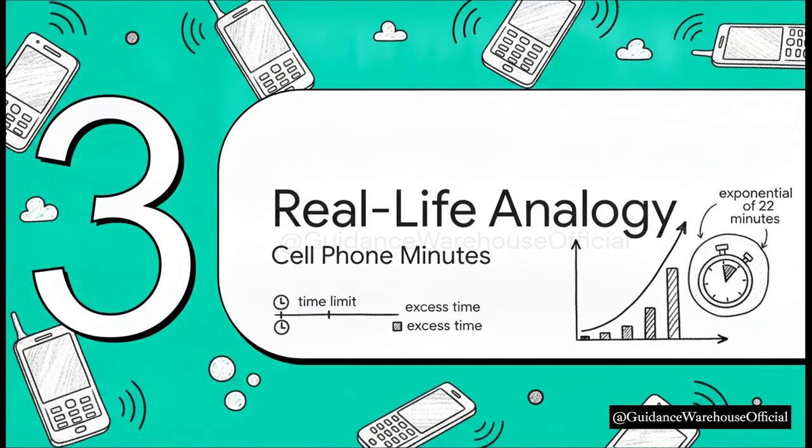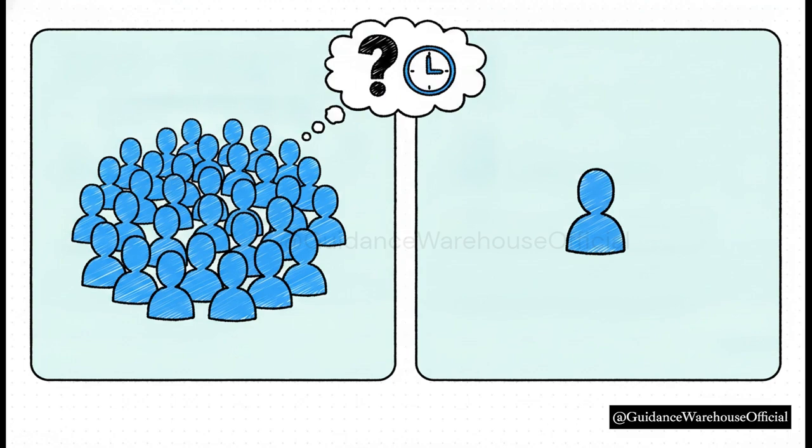Part 3, real-life analogy, cell phone minutes. Imagine a cell phone company is studying customers who exceed their basic contract time limit. The excess time follows an exponential distribution with a mean of 22 minutes. Now think back to our golden rule. We have to treat samples and individuals completely differently.